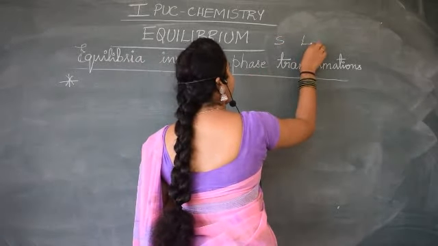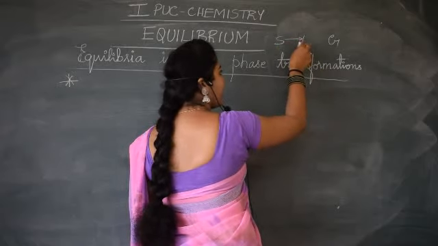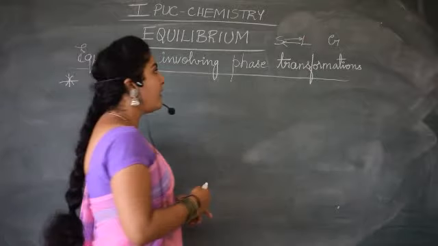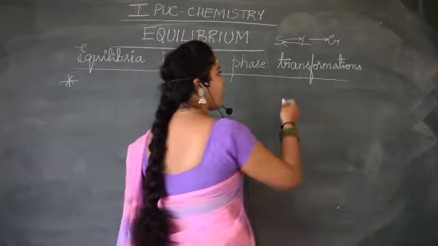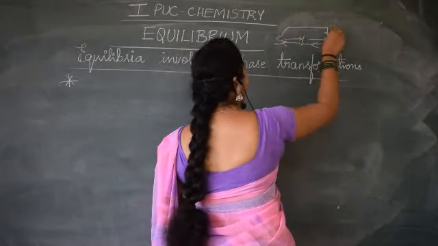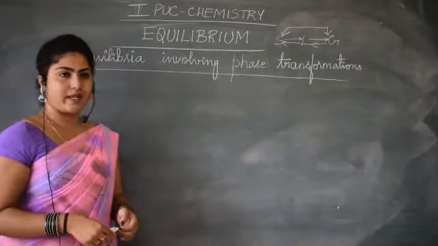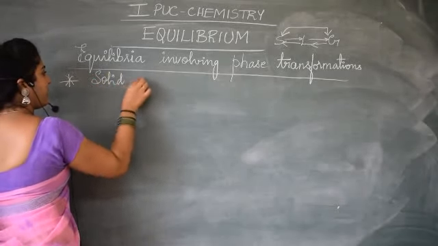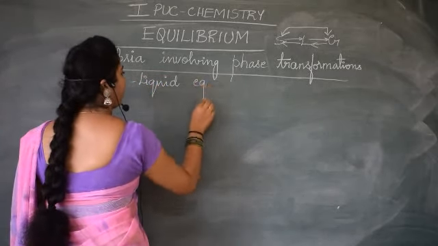There are three important states: solid, liquid, gas. There is a possibility that solid gets converted into liquid. In turn, liquid can also get converted into solid. One more way is liquid can get converted into gas, whereas gas can get converted into liquid. One more possibility is solid can get converted into gas and gas can get converted into solid phase. So one phase is solid, liquid equilibria.